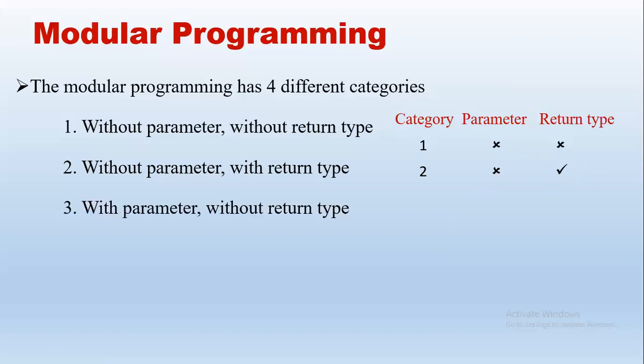The third category is with parameter, but no return type. Here we may take input, say in the main function, and pass that as the actual parameter, but we are not getting back any answer. There is no return type. In the function itself, we may print the answer. So there may be applications wherein we have parameters, but there is no return type. That is the third category of functions.